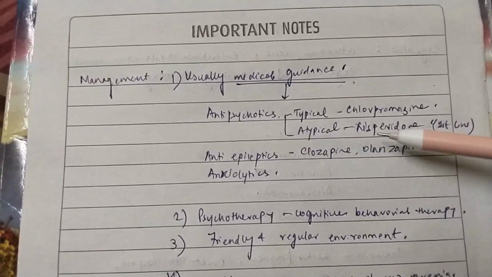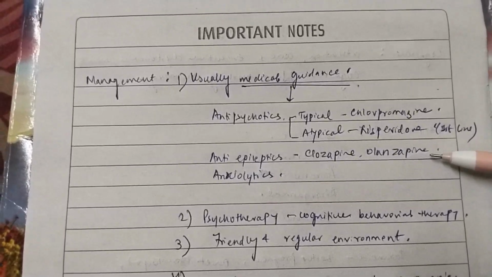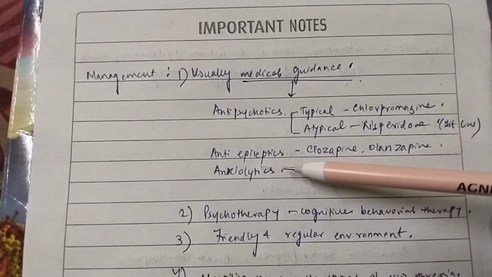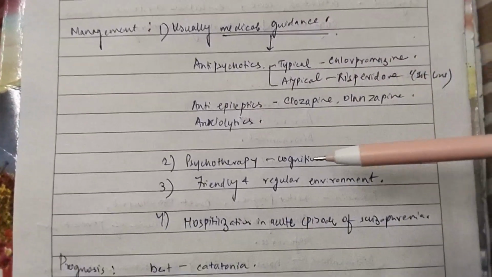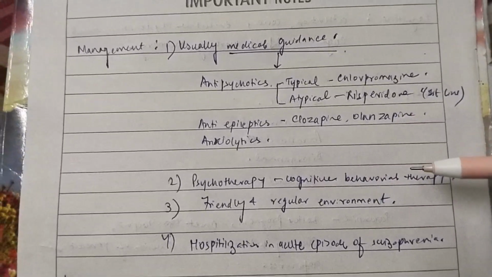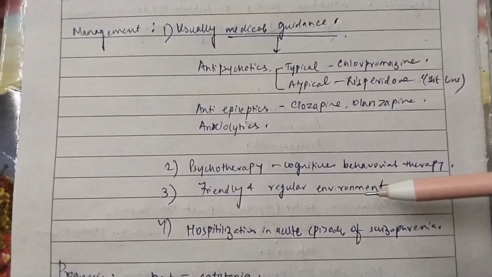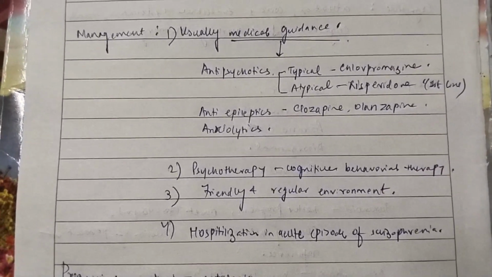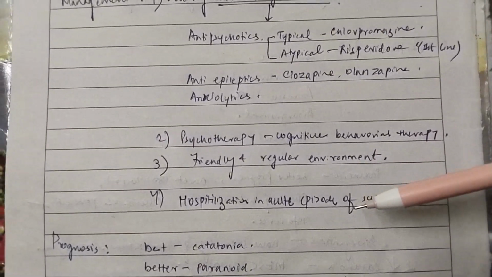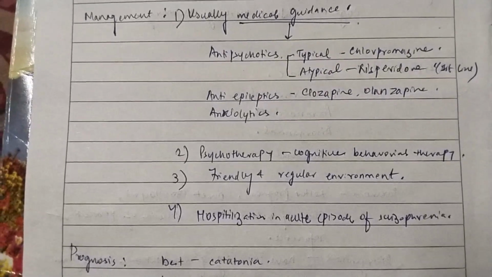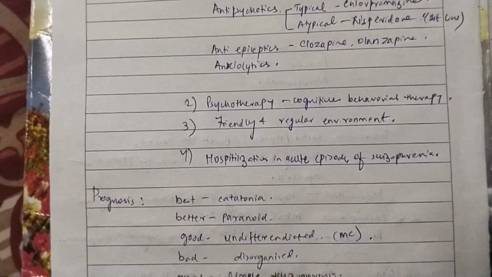You have anti-epileptics like clozapine and olanzapine. And you have anxiolytics as well. This is the medical treatment. You can also go for psychotherapy, which includes cognitive behavioral therapy. And then you should give the person a friendly and regular environment. In case of an acute attack of schizophrenia, hospitalization may be required.